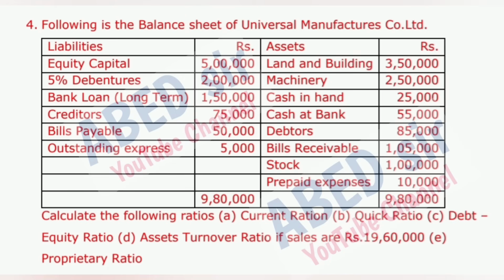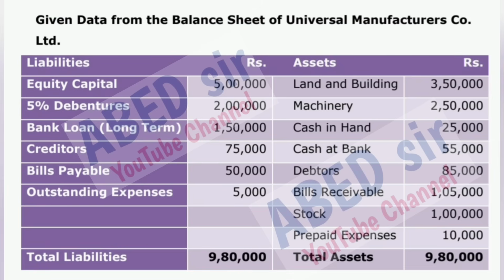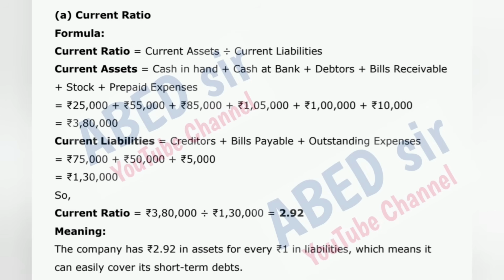Proprietary ratio. Given data from the balance sheet of Universal Manufacturers Co. Ltd.: total liabilities 9,80,000, total assets 9,80,000. A. Current ratio. Formula: current ratio is equal to current assets divided by current liabilities.